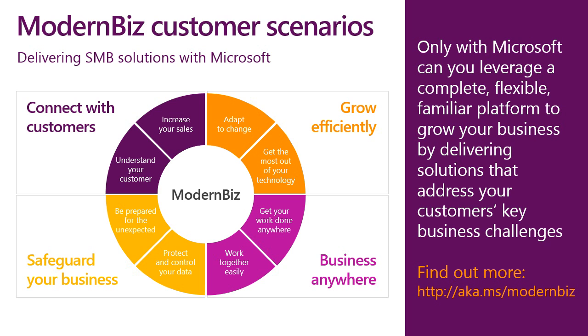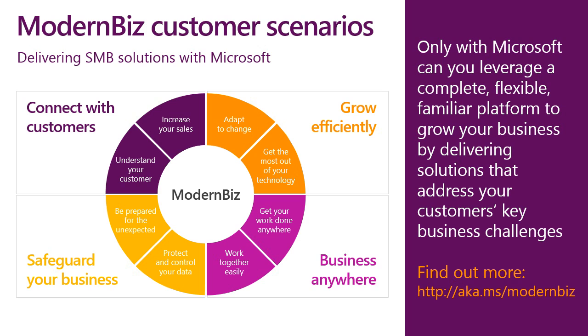The second is Safeguard Your Business, and this focuses on keeping data protected and being prepared for the unexpected. So it's all about helping SMBs navigate things such as file backup, disaster recovery, and gaining the peace of mind that mobile device usage doesn't have to mean increased risk.